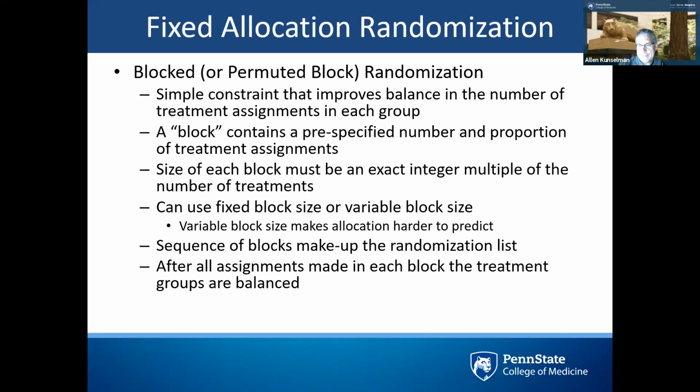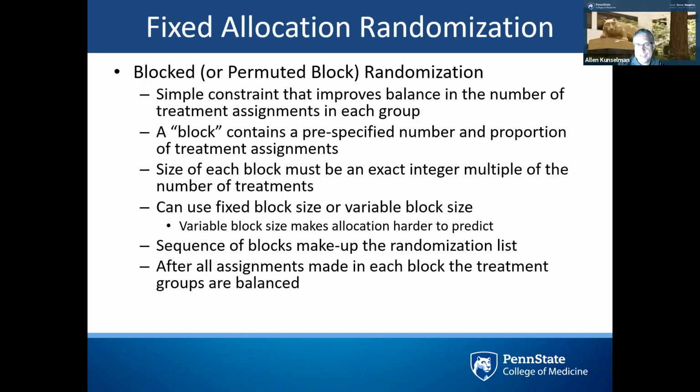We can do blocked or permuted block randomization. What this does is add a simple constraint that improves balance. A block contains a pre-specified number and proportion of treatment assignments. The size of each block must be an exact integer multiple of the number of treatments. So for example, if you have 3 treatments, the block sizes would need to be 3, 6, 9, 12, and so on. So you can use fixed or variable block sizes.